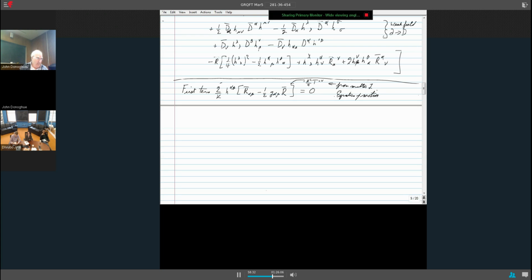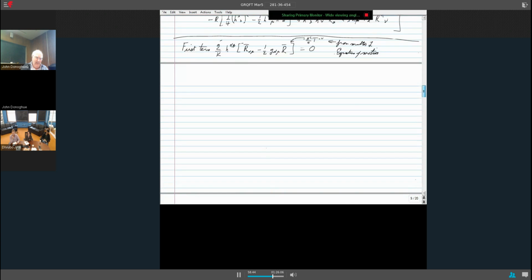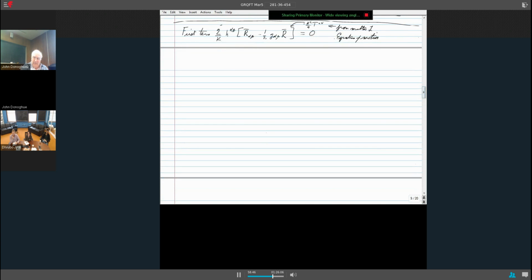But the feature that you know is that the first order term always vanishes because it's the equations of motion. So no matter how complicated your Lagrangian is, the first order term is going to vanish. No matter what we do, okay?